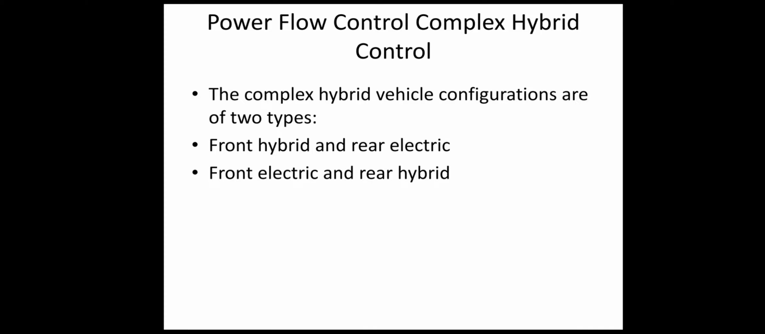So in these hybrid vehicle configurations, there are two types of vehicles. First is the front hybrid and rear electric, and second is the front electric and rear hybrid. In both configurations there are six operation modes. One by one we can see all these modes. First we show the front hybrid and rear electric.